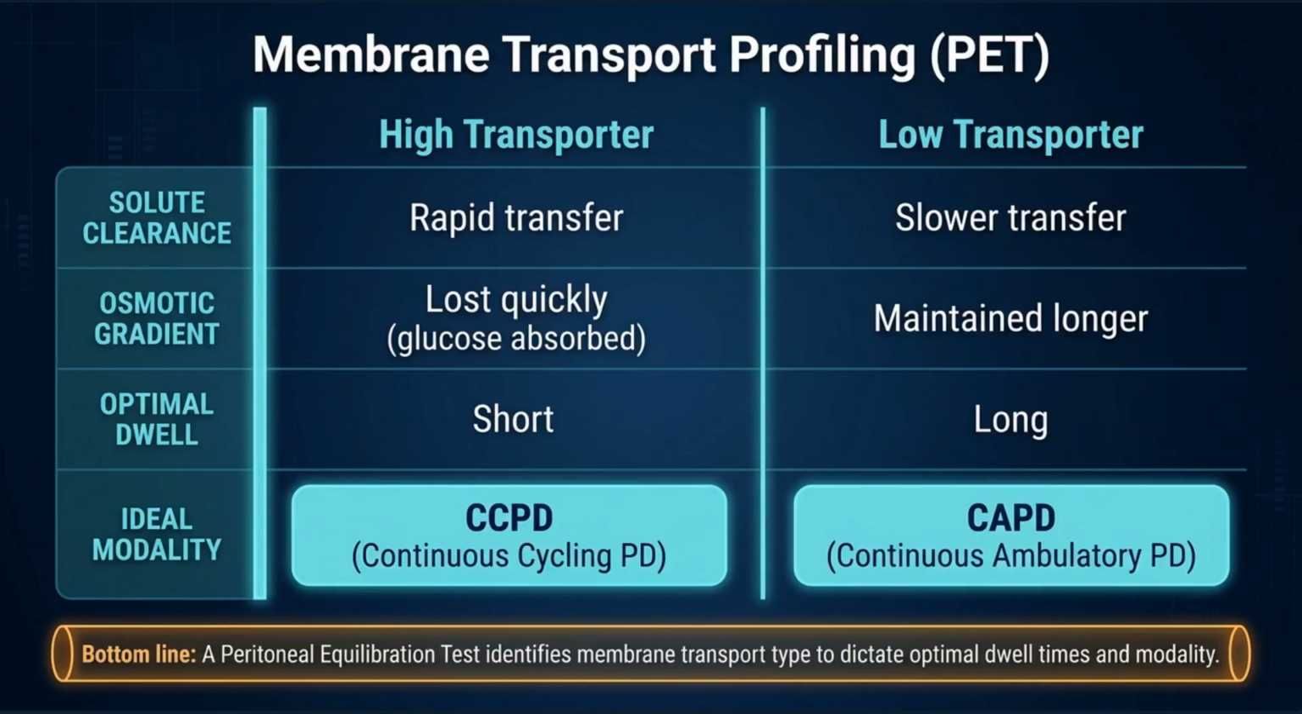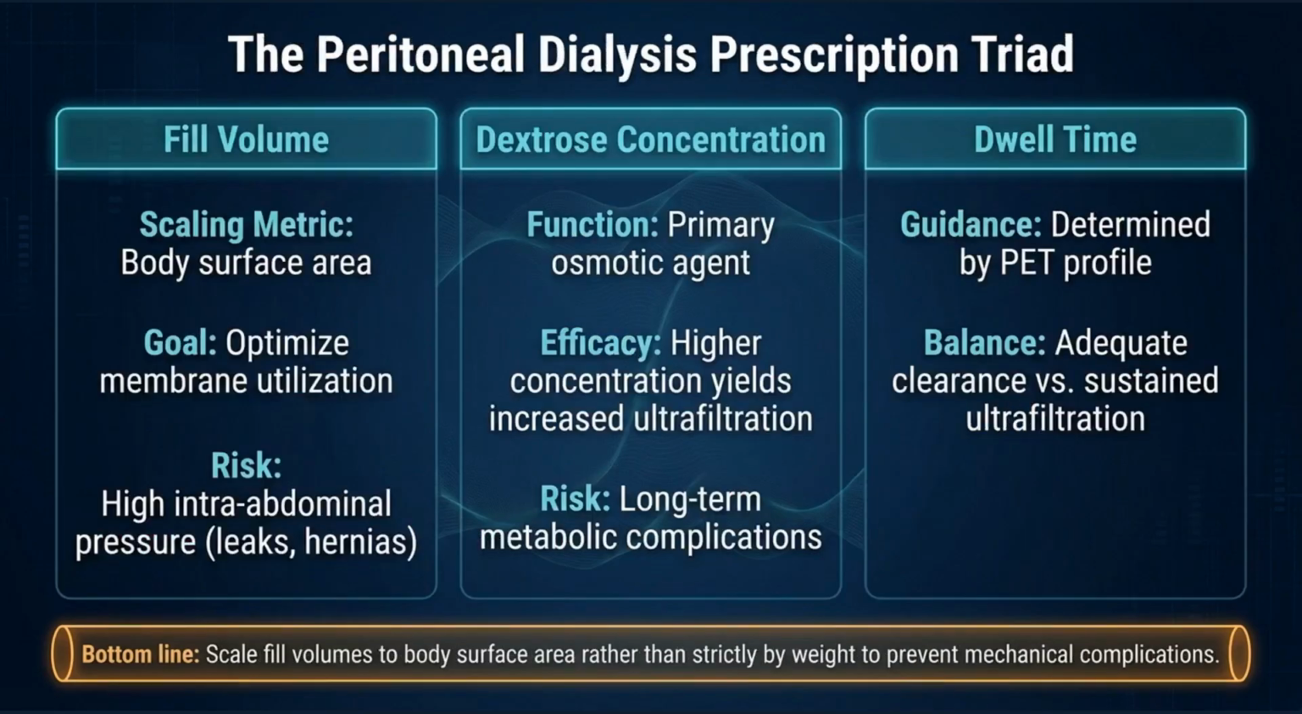Conversely, low transporters maintain osmotic gradients much longer. This makes them suitable for longer dwells, such as in continuous ambulatory peritoneal dialysis, or CAPD. When prescribing peritoneal dialysis, three main variables must be determined: fill volume, dextrose concentration, and dwell times. Fill volume should generally be scaled to body surface area rather than strictly by weight.